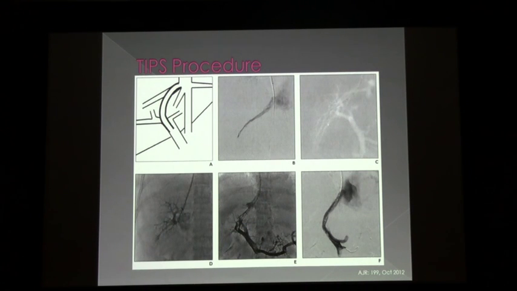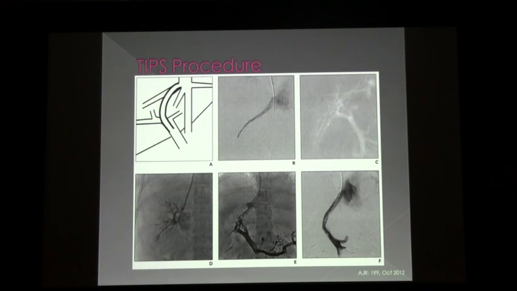So this is just a diagram going through the procedure of the TIPS placement. Right here is just showing the TIPS coming from the portal confluence. The most common location for them to go is between the portal confluence and the right hepatic vein, although it can go in other ways depending on the patient's condition or what they have all going on with them.